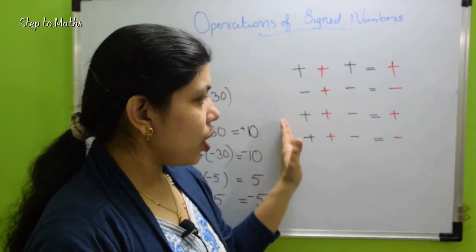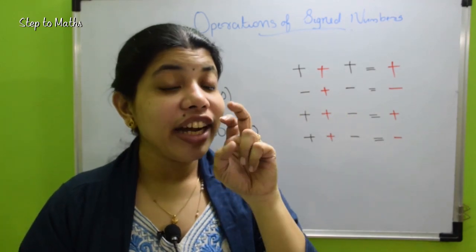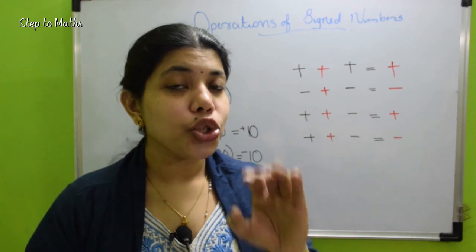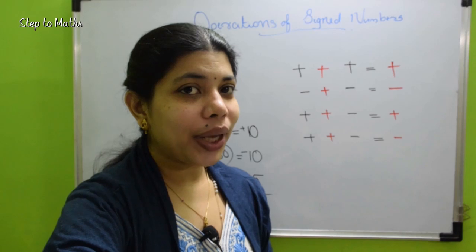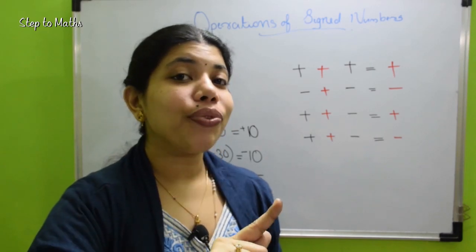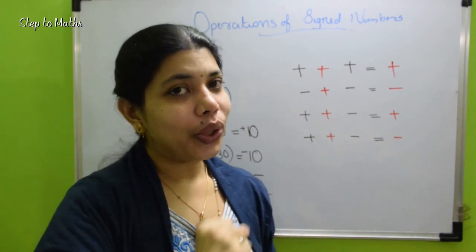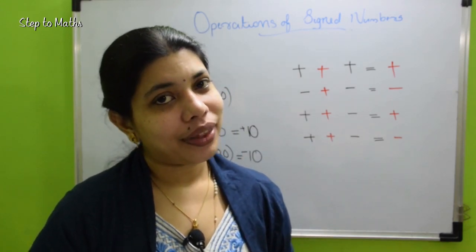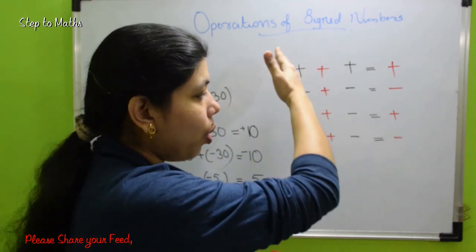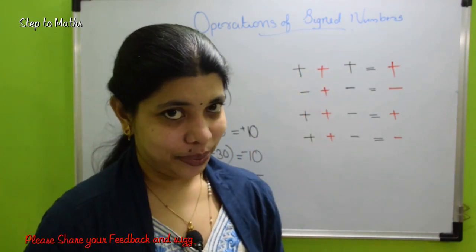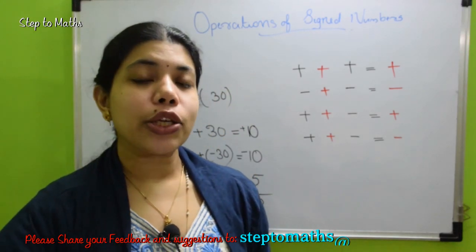And when the signs are different, first find the difference between the two numbers, and the sign of the sum is the sign of the larger number among the two numbers. I hope all possibilities are clear. Now we can move to the next operation.